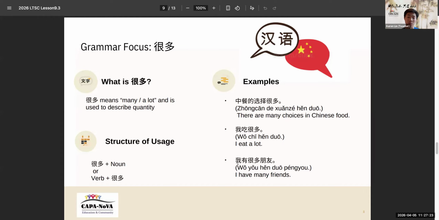And then the last one, 我有很多朋友. 很多 describes your friends here, so you have many or a lot of friends. And that's kind of an overview of 很多. Any questions or quick comments?